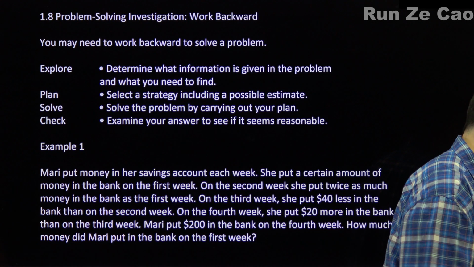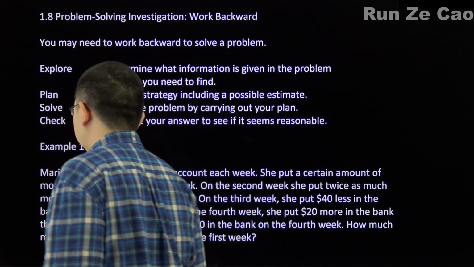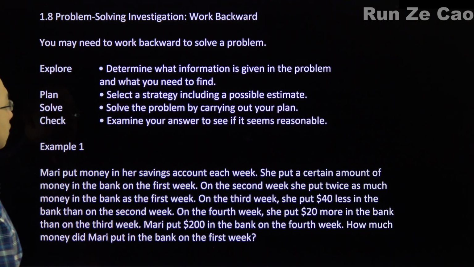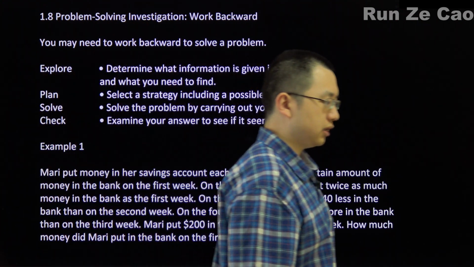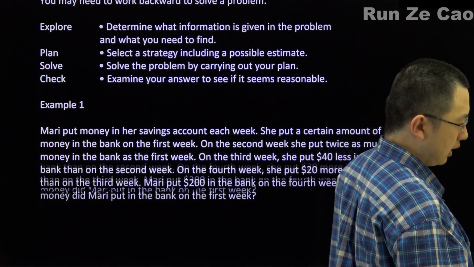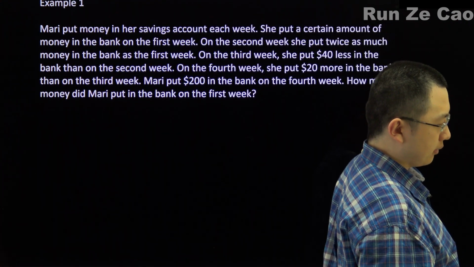Now, the obligatory problem-solving section that you find in chapters of North American textbooks. You can work backward to solve a problem. You use the same old four-step plan, pretty much. So let's do some examples.